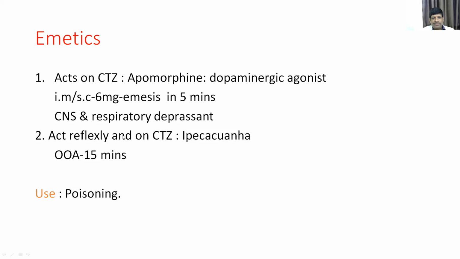The second is the drug which acts reflexively on the chemoreceptor trigger zone, not directly, and that is ipecacuanha. Onset of action is 15 minutes. These types of drugs are given when you need to induce vomiting, which is generally during poisoning. Not all poisoning cases should be tackled with emesis. There are conditions in which emesis is not advocated, and there are conditions in which emesis should be done, and in those conditions these emetics can be used.